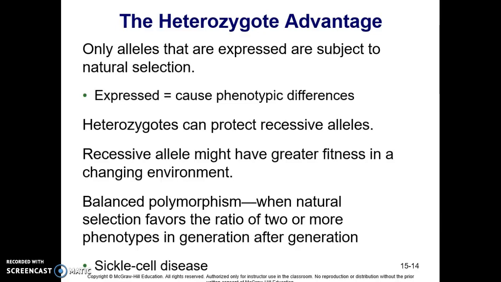However, sometimes the recessive trait is not beneficial, but yet it's still beneficial to keep some of it around, and so we call this balanced polymorphism. So that means that there's always going to be this ratio of dominant and recessive traits.